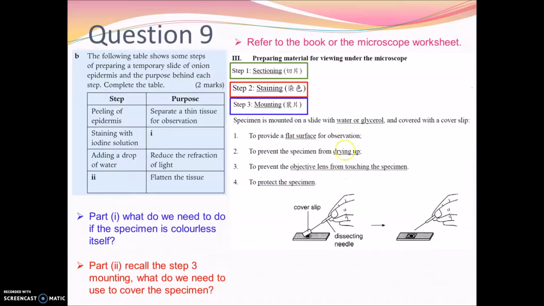And then the third one, prevent the objective lens from touching the specimen directly. Even if the objective lens is close enough to the specimen, it will touch the cover slip first, not directly contact the specimen. And last but not least, to protect the specimen. So that's part B, the skills of preparing the slide for the observation under the microscope.